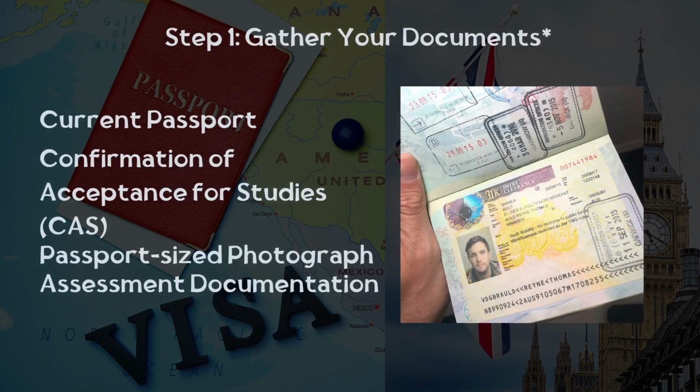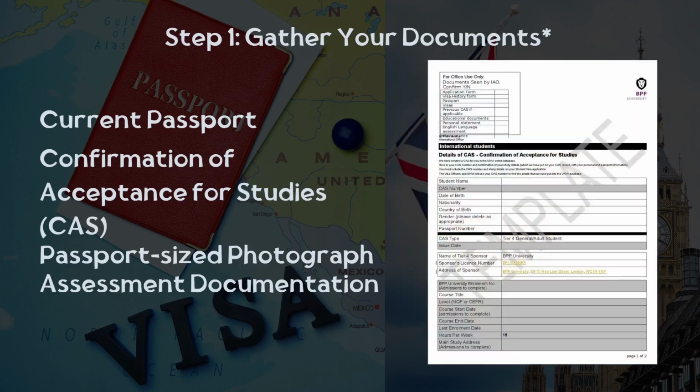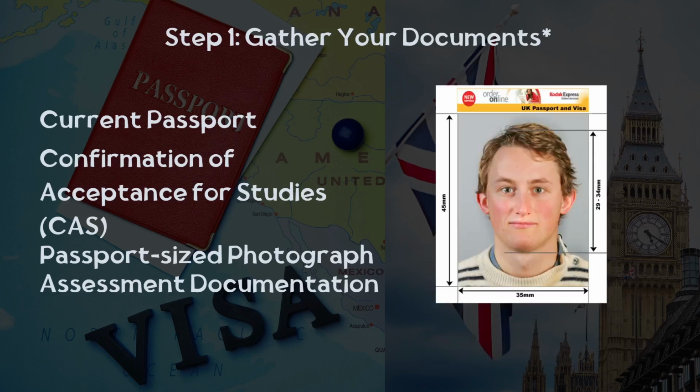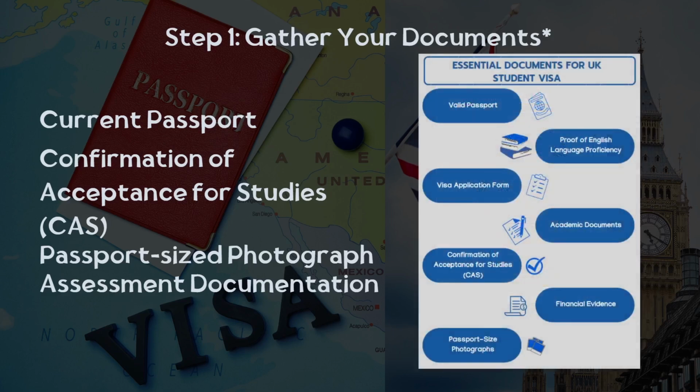Step 1. Gather your documents. Before you start your application, make sure you have all the necessary documents on hand, such as your current passport. This is your primary identification. Confirmation of Acceptance for Studies, or CAS. This document shows that you have been accepted into a course by a licensed institution and includes a unique reference number. Passport-size photograph. Ensure it meets the UK visa requirements. Assessment documentation. This may include proof of funds and other relevant information.